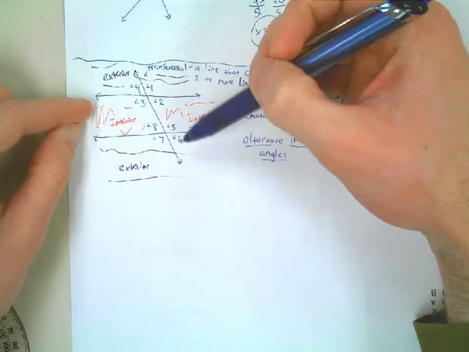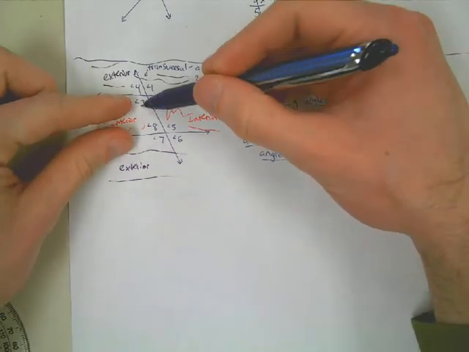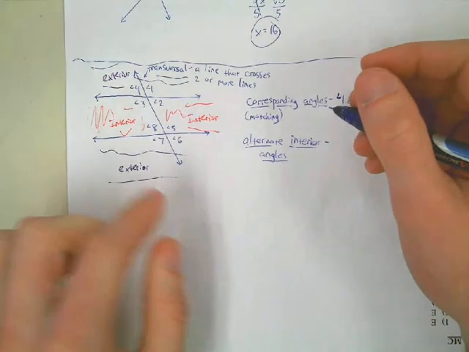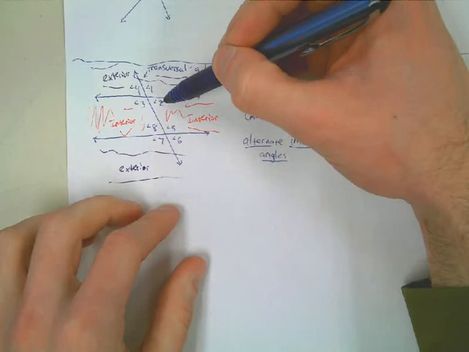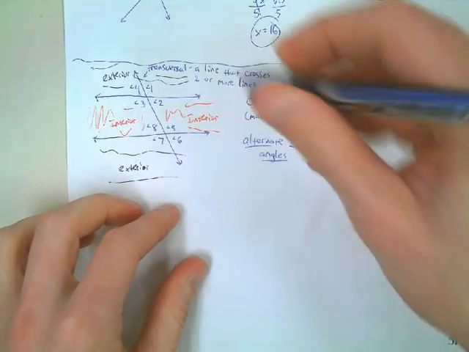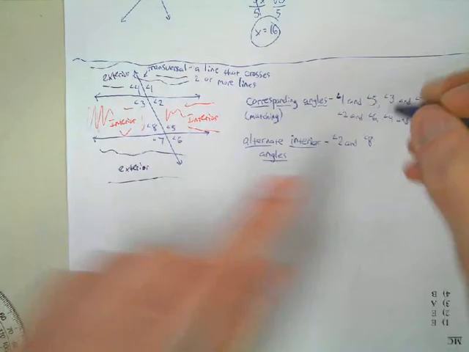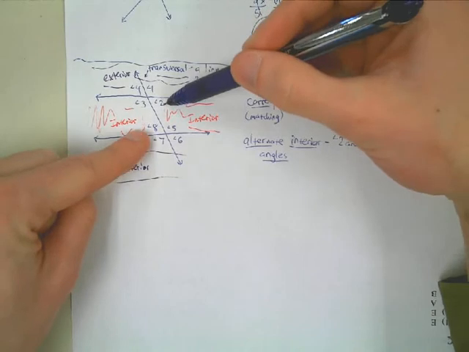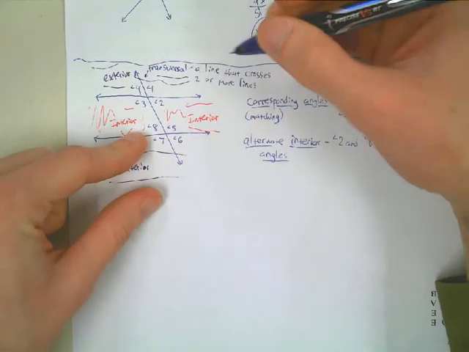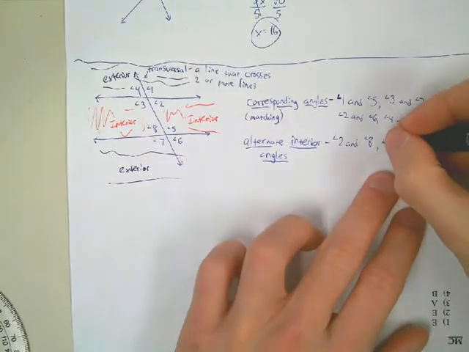Alternate interior means they're on different sides of the transversal. So angle 2 and angle 8 are alternate interior angles. They're both in the interior and they're on opposite sides of that transversal. We're relating from 2 up here down to 8. There's one other pair. What's the other pair of alternate interior? 3 and 5. You guys got it exactly right. Angle 3 and angle 5 are alternate interior.